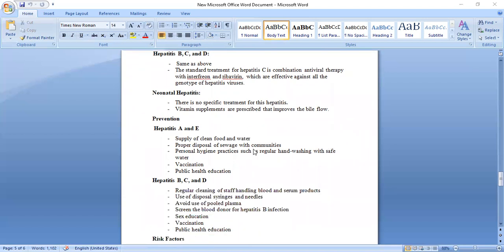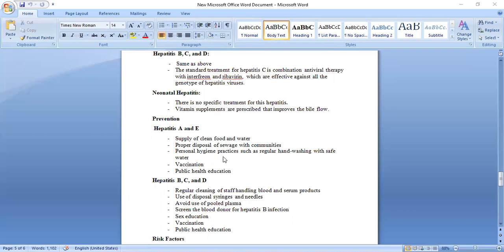Now, how to prevent it? See here, hepatitis A and E. The main root cause is the fecal oral route, isn't it? Main etiology is fecal oral route. So supply clean food and water. Do not eat outside food. Proper disposal of sewage in communities. You can understand this. Proper disposal should be there, sewage disposal from the locality.